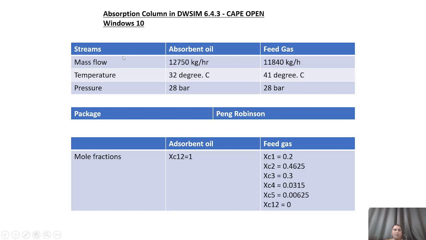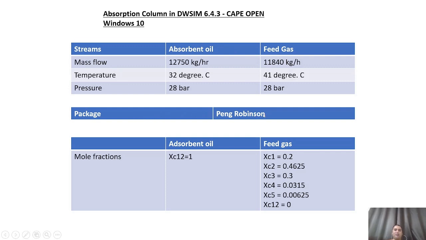Okay, let's see what we have got. So we have got two streams, that is absorbent oil, which will be used for absorbing certain gases which will be present in the feed gas, which are valuable to us. So mass flow, temperatures and pressure are given. These are the inlet streams, and the package which we will be using is the Peng Robinson.